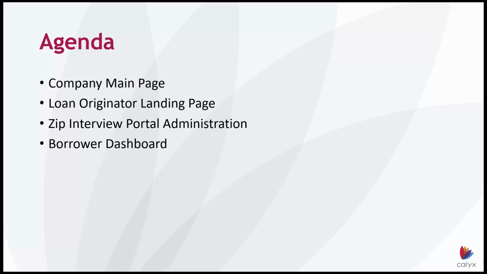Today we're going to be covering the features that Zenly has to offer with the ZIP program, that is your online application. We're going to cover your company main page option or loan origination landing page and what those look like. We're going to walk through the ZIP interview portal administration. That is all of your setup. And then we're going to go to the borrower dashboard and show you what that looks like for a borrower. So let me go ahead and open up Zenly and we'll get started.